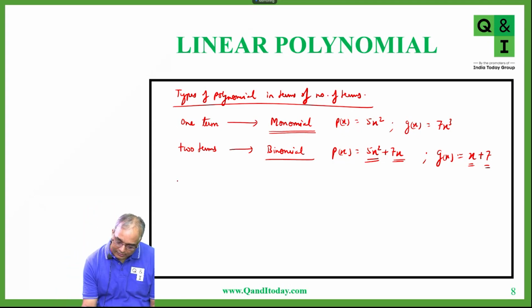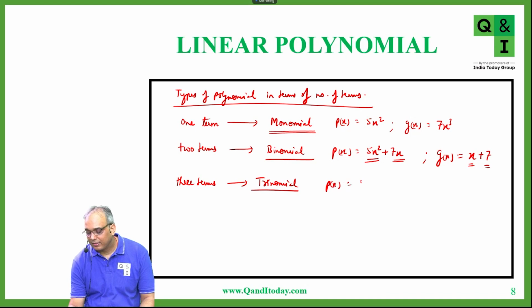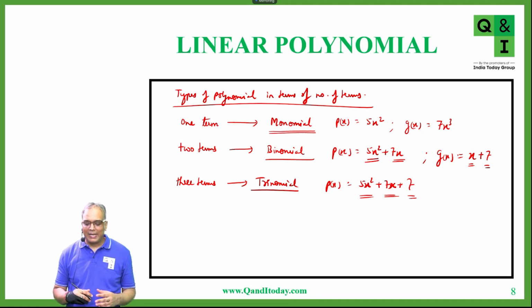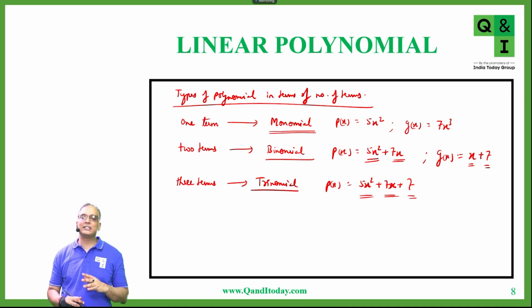Now, if you have three terms in a polynomial, this is called a trinomial. An example would be 5x square plus 7x plus 7. This is a trinomial because there are three terms here. And in general, all these are called polynomials. Specifically, polynomials having one term are called monomials, those having two terms are called binomials, and those having three terms are called trinomials. And in general, all of this is called a polynomial.